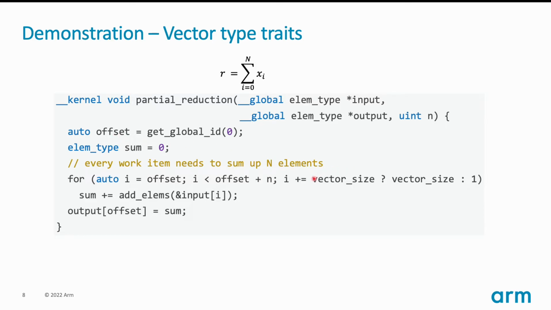Something important to highlight is that we can make this implementation of reduction fairly generic such that we can, for example, exploit vector accesses. And in some OpenCL accelerators, vector accesses can be much more performant.